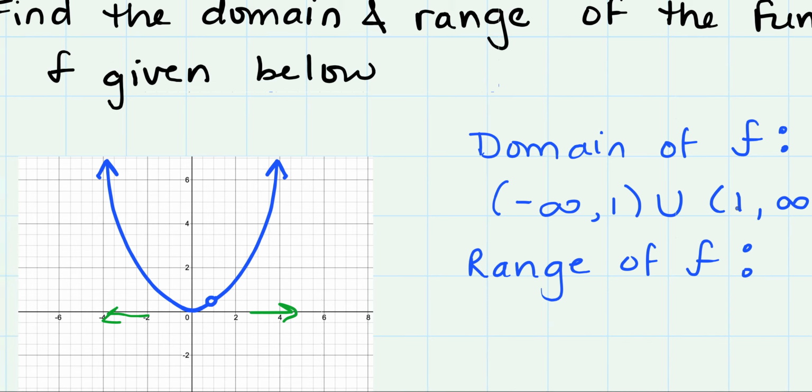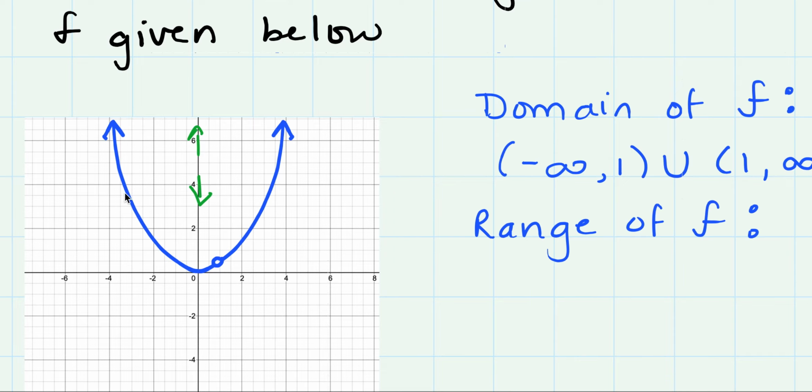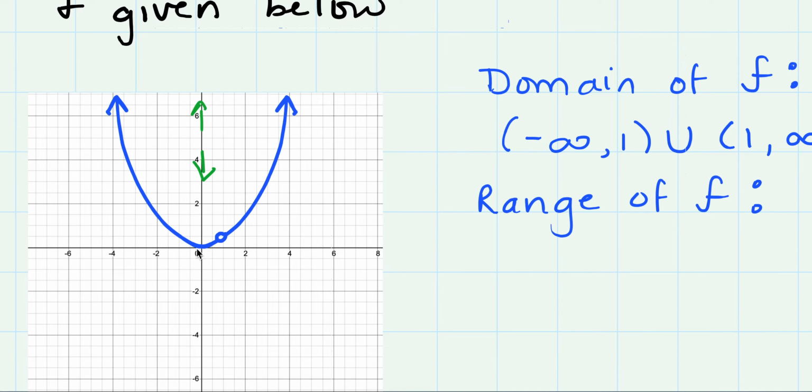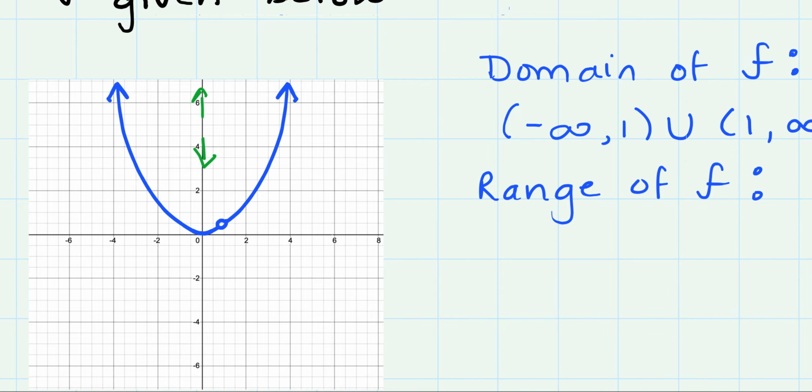Let's talk about the range. This one's actually a little tricky if you're not careful. Remember, the range is how far up and down you go. What's the lowest point on this graph? Well, that's at the origin here. So the smallest number my y can take on is 0.